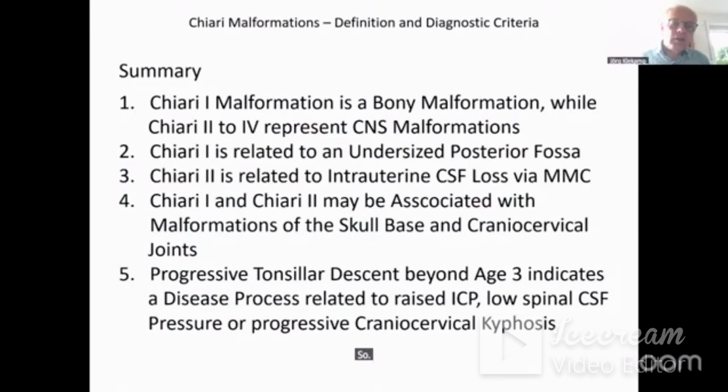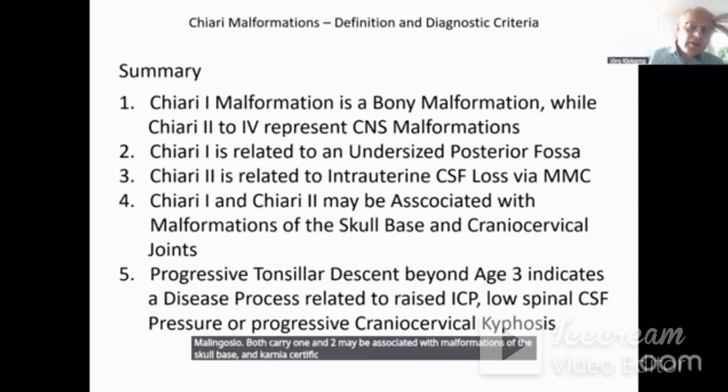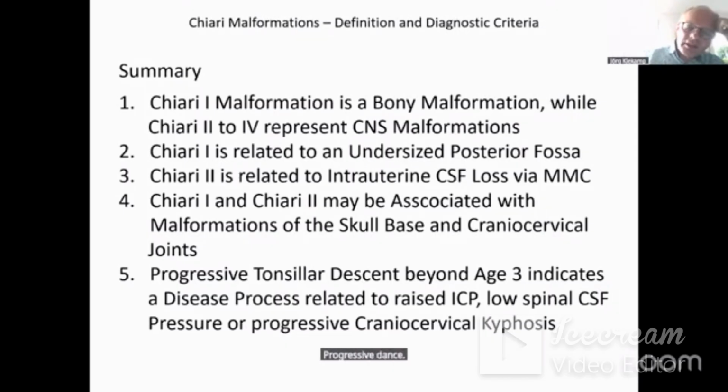So in summary, Chiari 1 is a bony malformation, while Chiari 2 to 4 represent CNS malformations. Chiari 1 is related to an undersized posterior fossa. Chiari 2 is related to an intrauterine CSF loss via the myelomeningocele. Both Chiari 1 and 2 may be associated with malformations of the skull base and craniocervical joints. Progressive tonsillar descent beyond age 3 indicates a disease process related to raised ICP, spinal CSF loss, or progressive craniocervical kyphosis. Thank you.